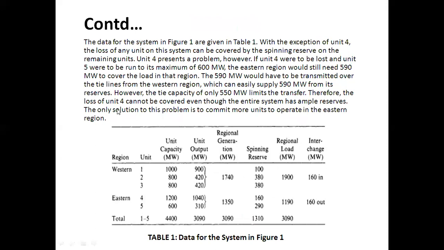Therefore the loss of unit 4 cannot be covered for the entire system, though the entire system has ample reserve. So the only solution to this problem is to commit more units to operate in the eastern region. We have already covered what the spinning reserve is, how it is operated in a system, and why it is required.